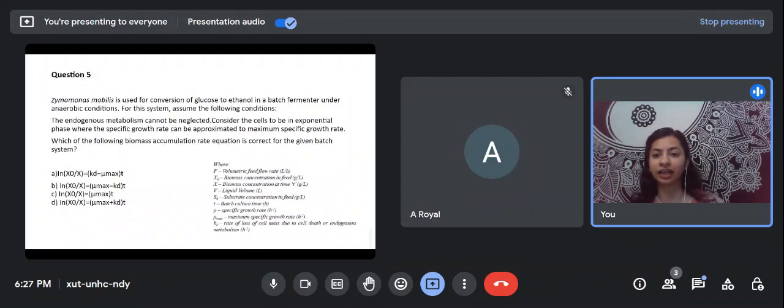Okay. So question number 5 is Zymomonas mobilis is used for the conversion of glucose to ethanol in a batch fermenter under anaerobic conditions. In this case, that means you have no oxygen in the system or very minimal oxygen in the system. For this system, assume the following conditions. The endogenous metabolism cannot be neglected. Okay, do you know what an endogenous metabolism is?